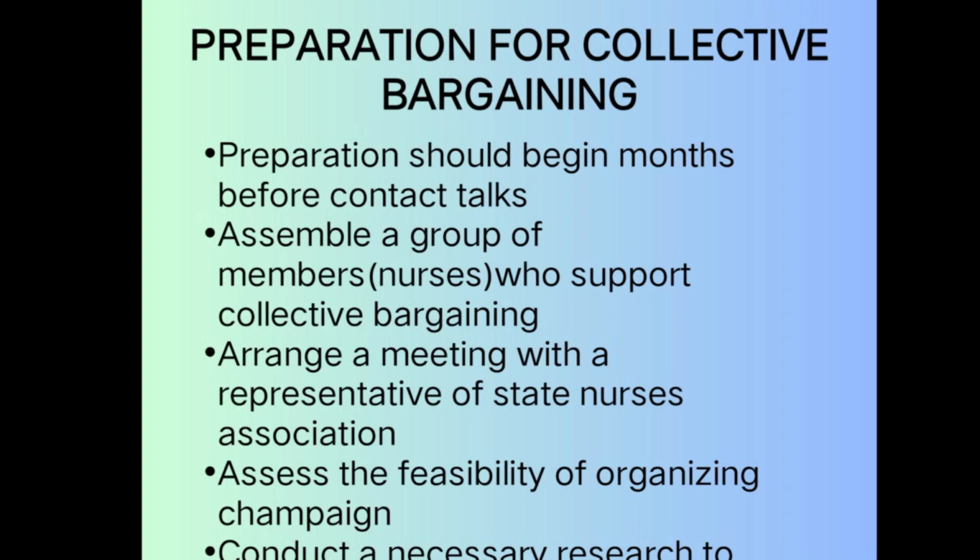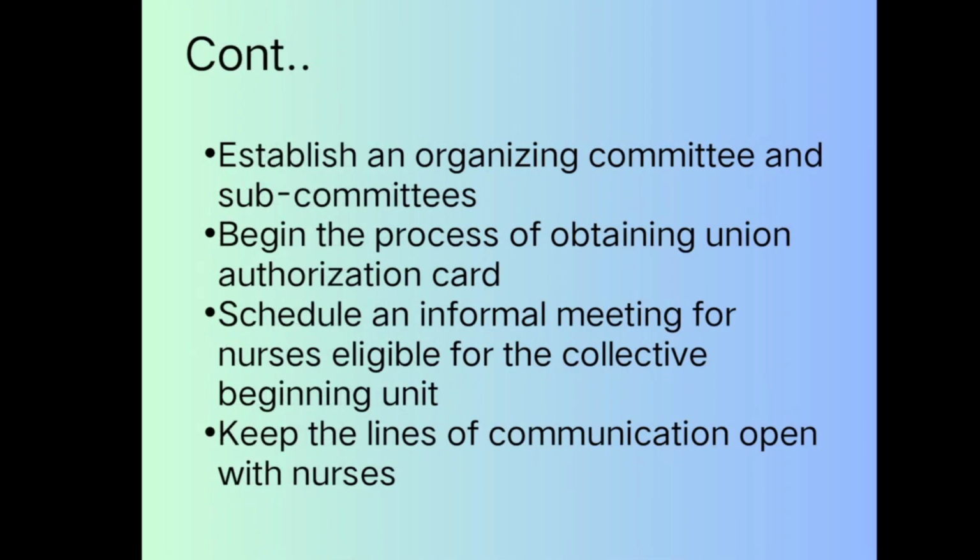So we have such demands to our organizations, so we want the support of the association. Next is assess the feasibility of the organizing campaign. Whatever demand we have, it should be achievable, it should be measurable, and it should attain the long term and short term goals. Next is establish an organizing committee and subcommittee. Begin the process of obtaining union authorization cards.